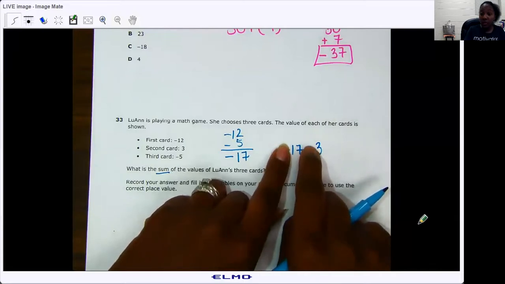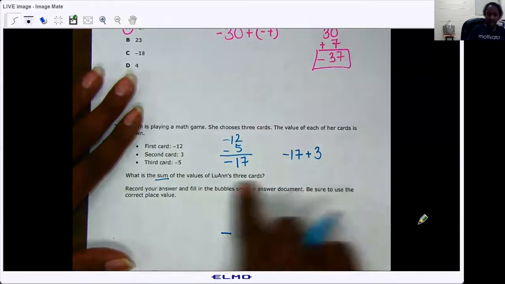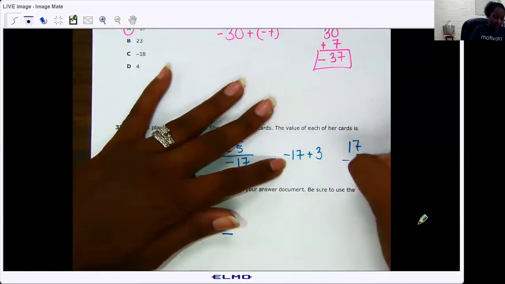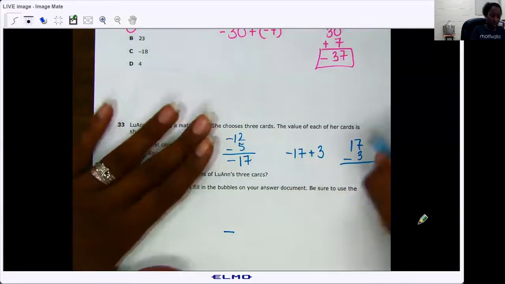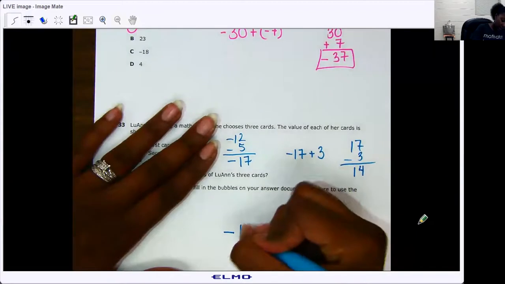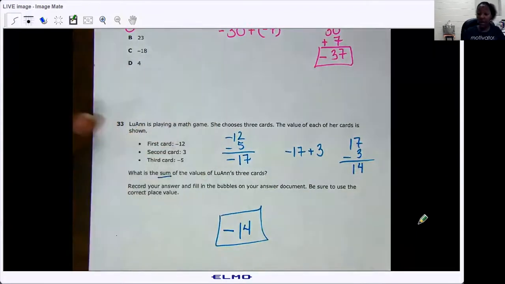17 is bigger, so I'm going to keep the sign, which is a negative. So I'm going to put a negative down here because this is where my answer is going to go. And because they have different signs, I'm going to subtract them. So 7 minus 3 is 4. Bring down our 1. So we have 14, but we're going to bring it down here to our negative. So we have -14 as our answer.